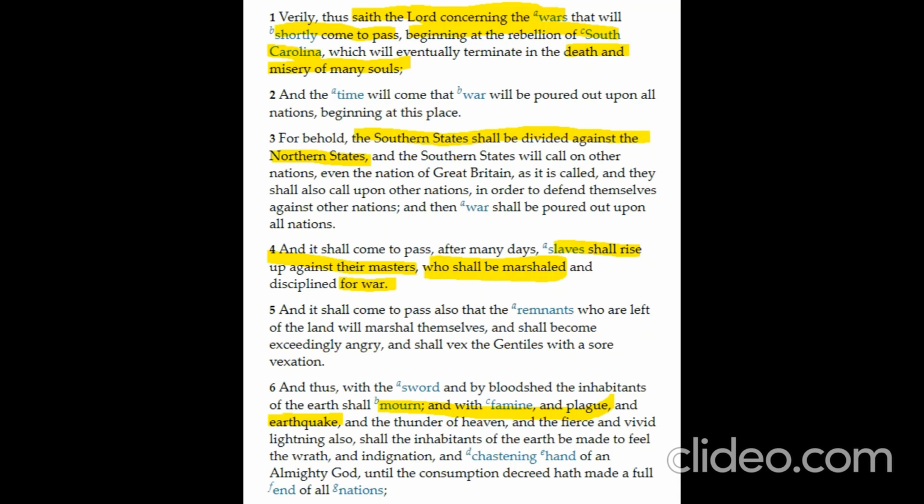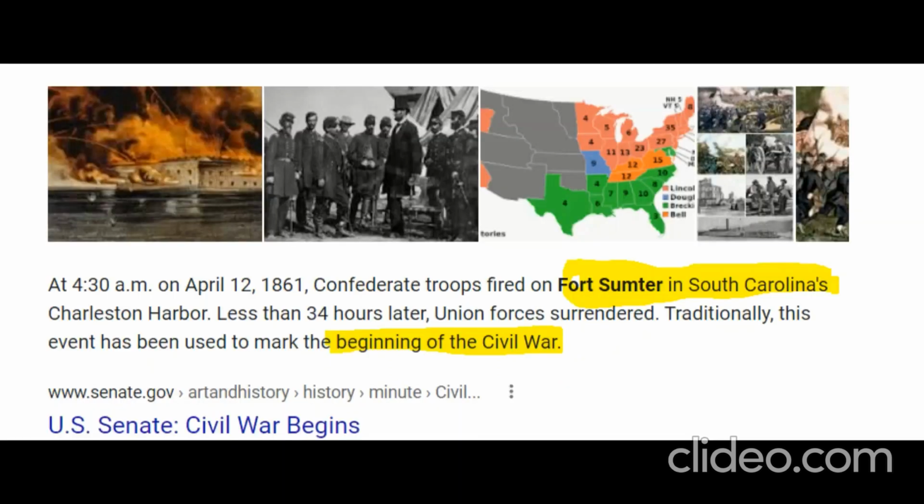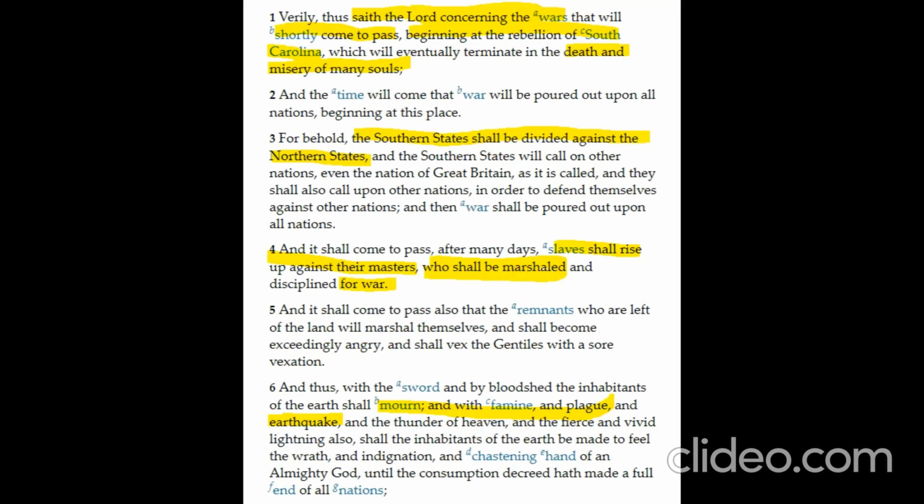And I'm going to go through the highlighted parts and tell you what Jesus said to them at the time. Okay, saith the Lord concerning wars shortly come to pass, beginning at the rebellion of South Carolina. South Carolina is where the Civil War began. Death and misery of many souls. The southern states shall be divided against the northern states. Again, that's exactly what happened in the Civil War.